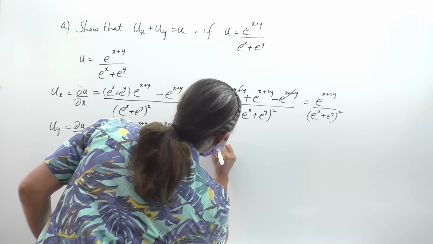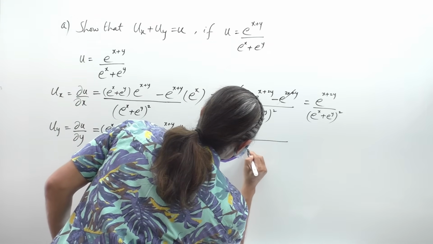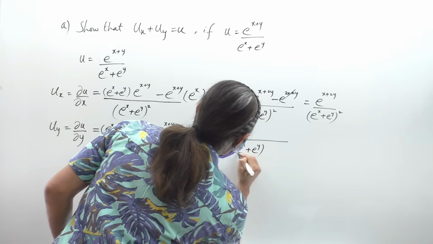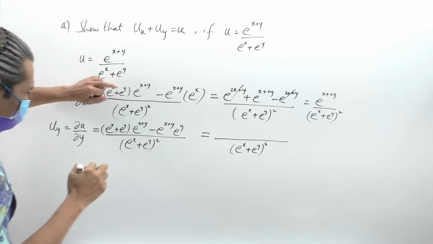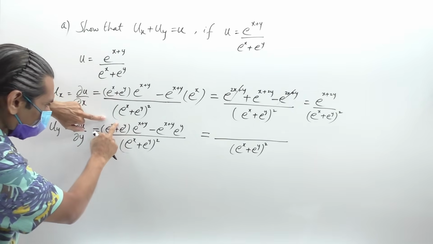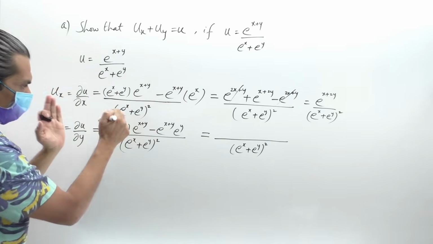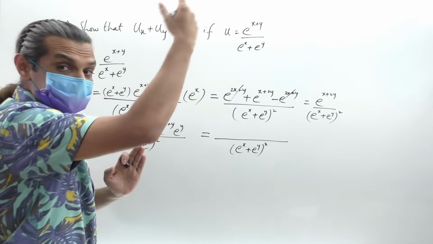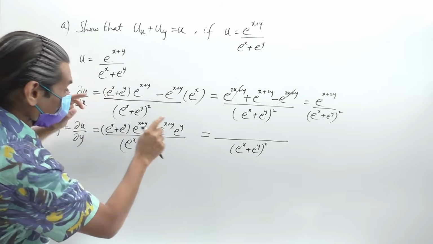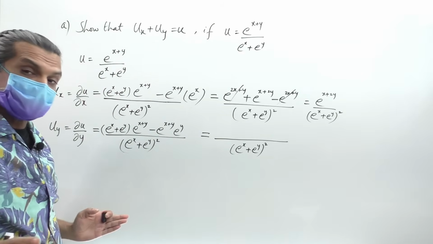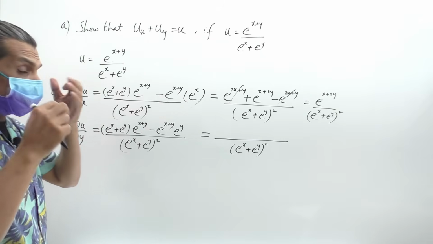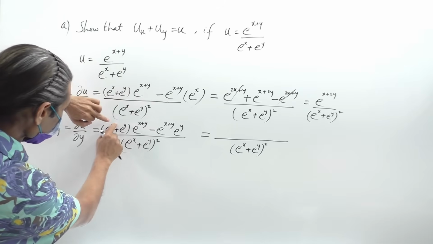Now the denominator will be (e raised to x plus e raised to y) the whole square. Now again multiply. See, e raised to x into e raised to x plus y. The powers x plus y will add, because as I told you again, e raised to a into e raised to b is e raised to a plus b. Fine. So x plus x is 2x.